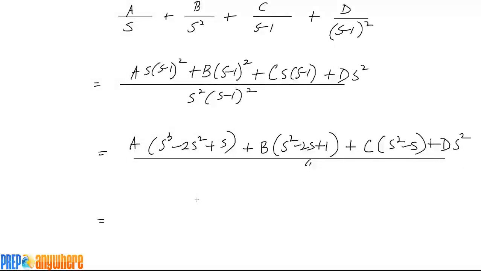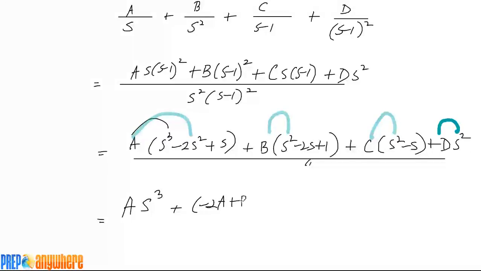And now let's collect the s cubed. Okay, so then we get for s cubed only A. Now with s squared we have minus 2A, a B, and a C, and a D. Okay, so there's 4 of them. So minus 2A plus B plus C plus D. Okay, that's for s squared.